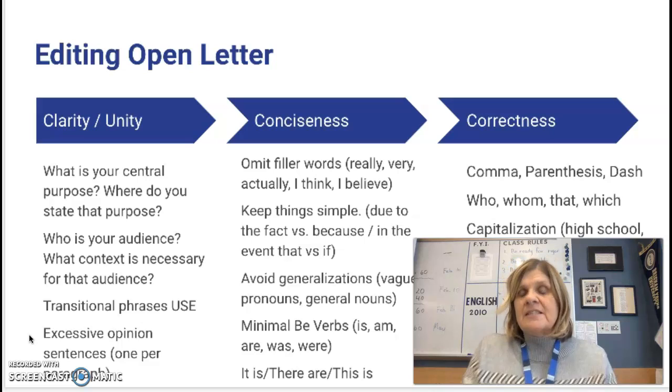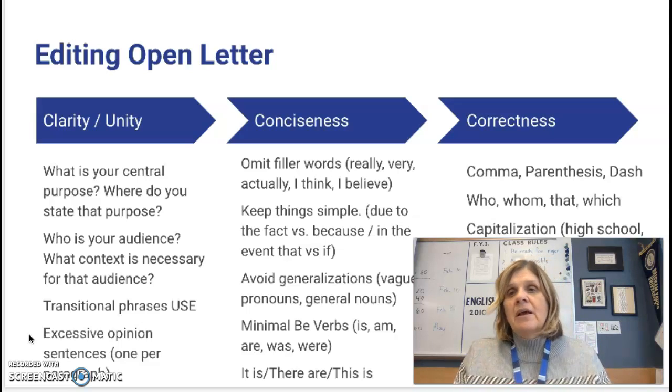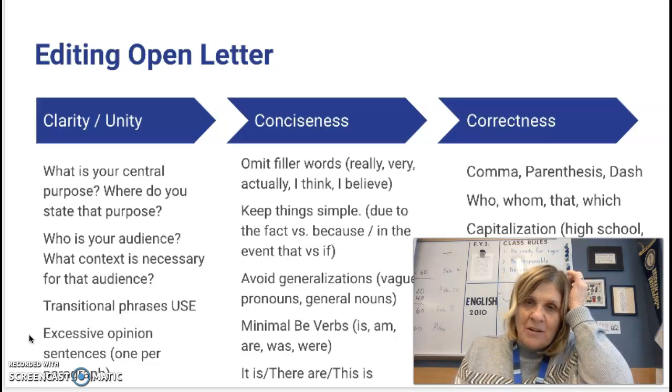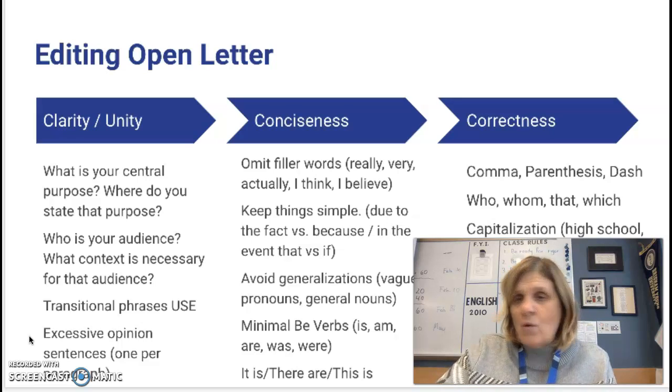So that's conciseness. So don't worry about length now. Make everything count and matter. The final thing is correctness. We talked about some elements of mechanics today. I just put a few of them here, of what to capitalize, what not, when to say who versus whom.